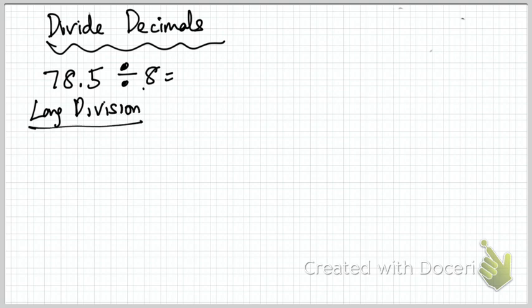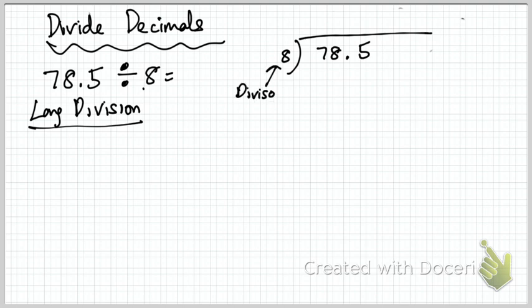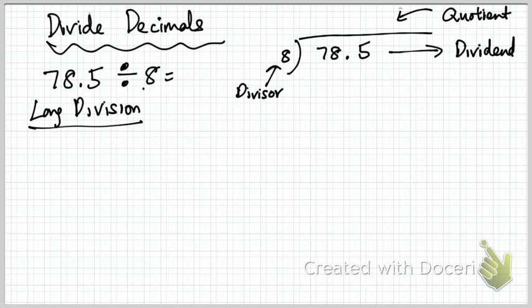Okay, so what I'll do here is this will be 8 and this will be 78.5. Now this number is what we call the divisor, and this number is what we call the dividend. The answer right here is going to be the quotient. And of course, not forgetting that you may actually get something we call the remainder. We'll talk about that shortly.